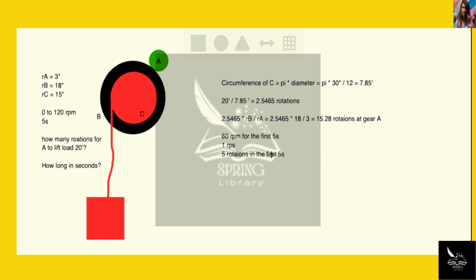Spelled rotations wrong here. Let's fix that. So we need to go 15.28 total rotations though. So how many rotations are left? 10.28 rotations remaining at 5 seconds.